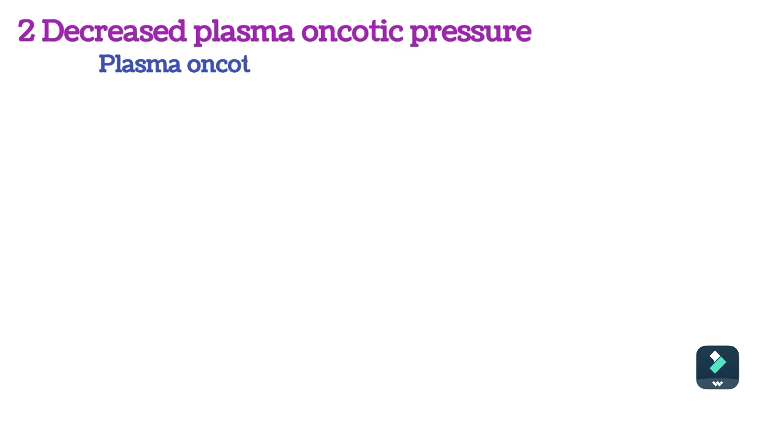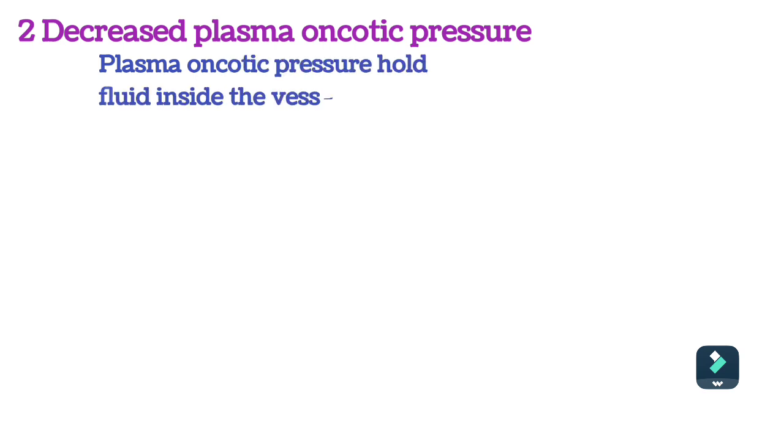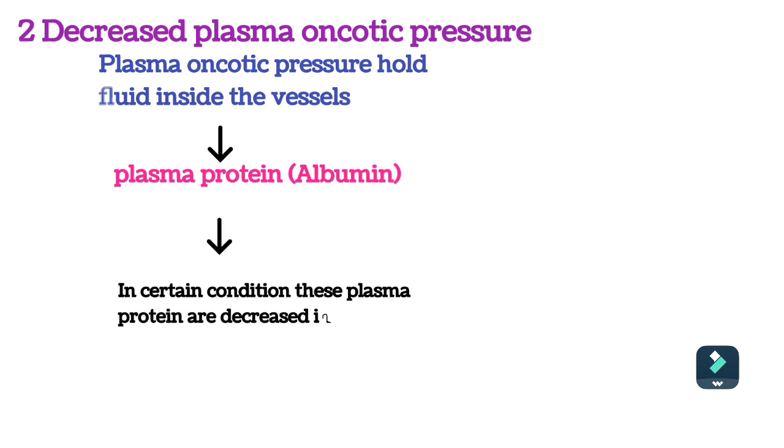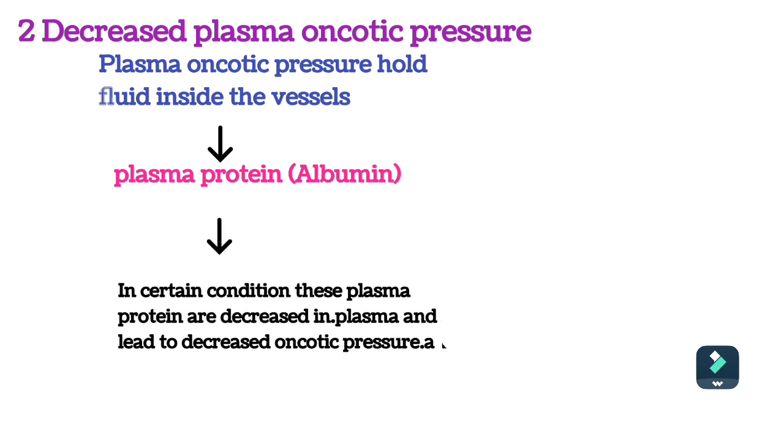Now let's discuss edema due to decreased plasma oncotic pressure. Normally, plasma oncotic pressure holds fluid inside the vessels. This pressure is due to plasma proteins, mainly albumin. In certain conditions, these plasma proteins are decreased in the plasma, leading to decreased oncotic pressure, which causes edema.